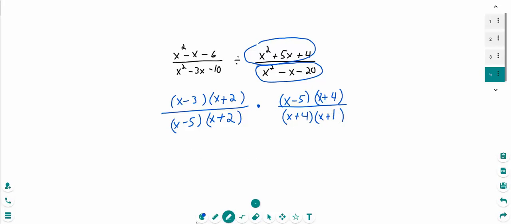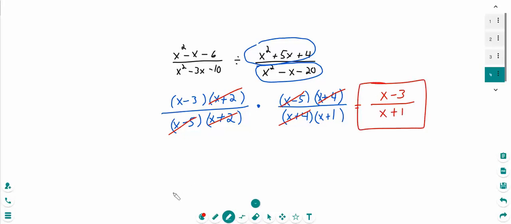Okay? And then we can start canceling out. We get these two to go away. We get the x minus 5s to go away. We get the x plus 4s to go away. And we're left with an x minus 3 over an x plus 1. And there is our solution.